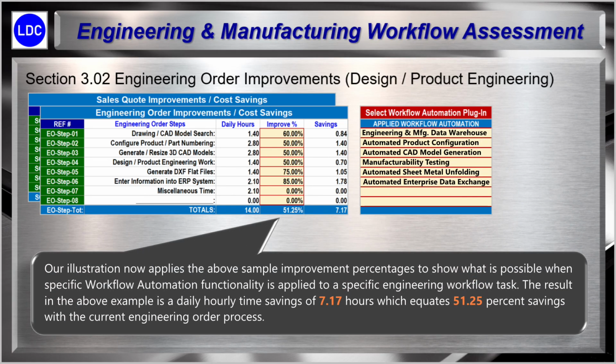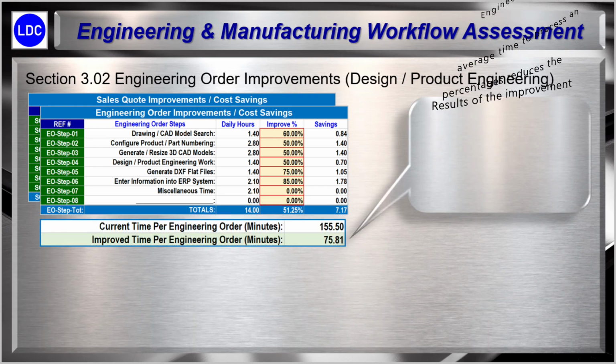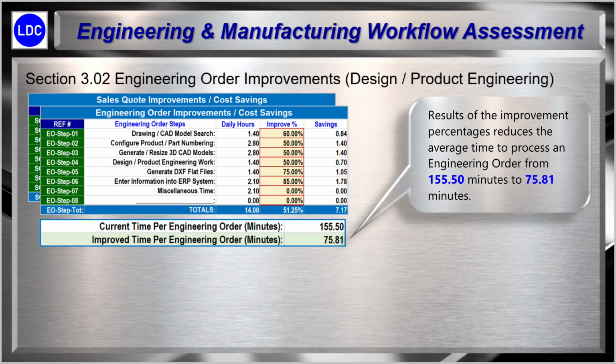Our illustration now applies the above sample improvement percentages to show what is possible when specific workflow automation functionality is applied to a specific engineering workflow task. The result in the above example is a daily hourly time savings of 7.17 hours, which equates to 51.25% savings with the current engineering order process. Results of the improvement percentages reduce the average time to process an engineering order from 155.50 minutes to 75.81 minutes.